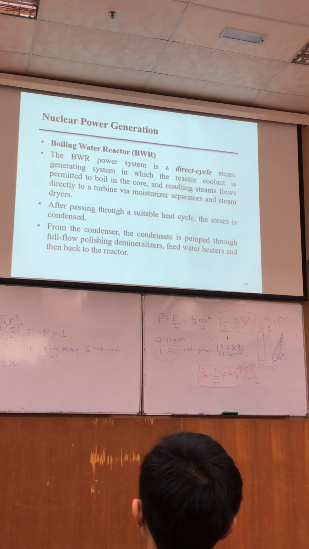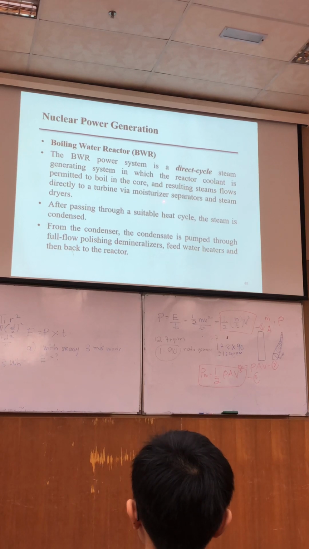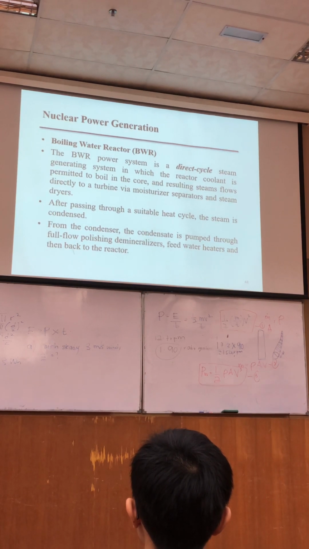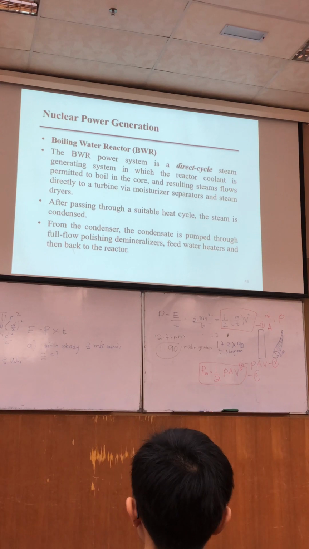Turbine from steam, we need to convert into mechanical energy lah, kan? Untuk turbine tu. So from the turbine, then we go to the moisture separators and the steam dryers. After passing through a suitable heat cycle, the steam is condensed and converted from steam to liquid, and then goes back. From the condenser it is pumped through the full flow polishing demineralizers, feed water heaters, and then back to the reactor core of the nuclear power plant.